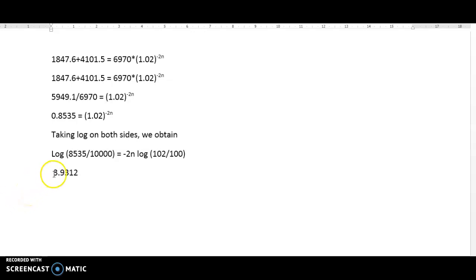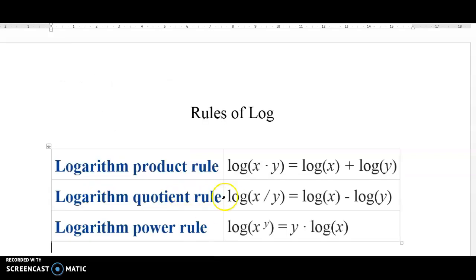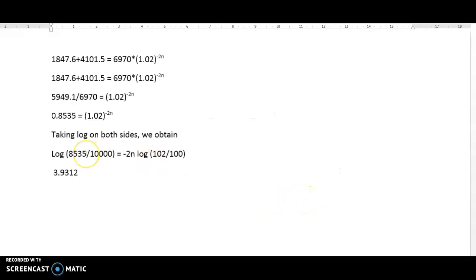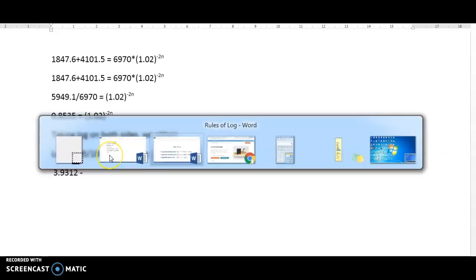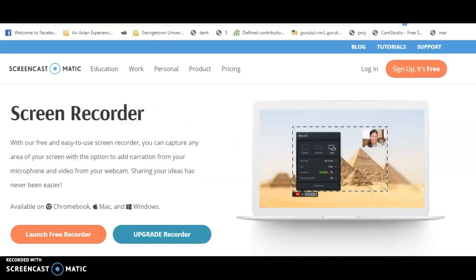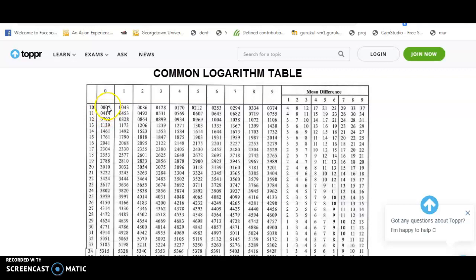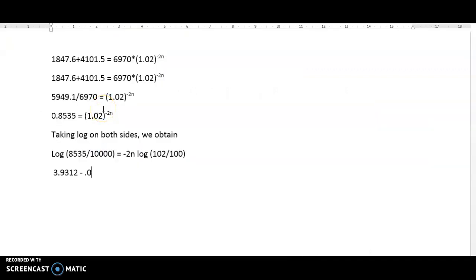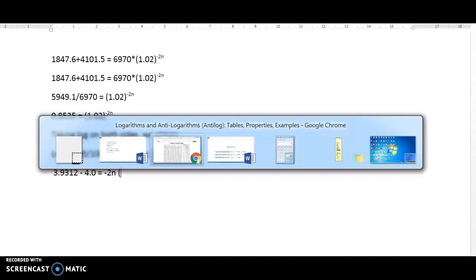So in the last video, we completed the question till this part where we calculated the value of log 8535. And under the rules of log, the quotient rule says that log x by y is log x minus log y. So I've already calculated the log of this, that is 8535, now minus log of 10,000. When you see on the log table, 10,000 the value is 0.0, and the number of digits here are 5, so 5 minus 1 is 4.